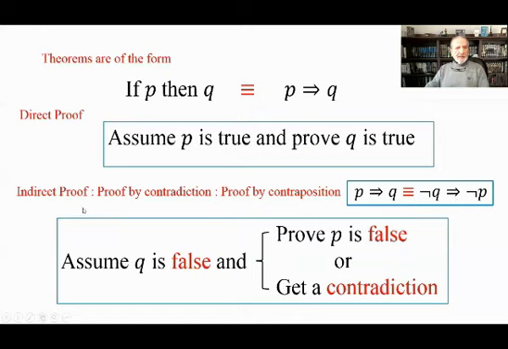So the indirect proof, here's how it is done. You assume Q is false, and either you get a contradiction or you prove P is false. Let's see how that goes.